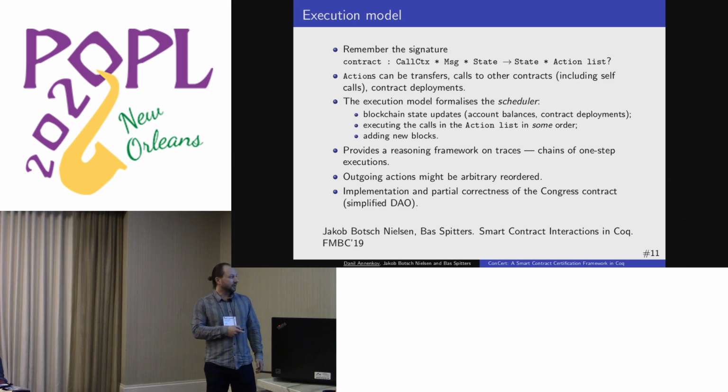And this work contains an implementation and proof of partial correctness of the Congress contract, which is a simplified DAO contract. The DAO contract was the subject of a well-known hacker attack, and the main problem with this contract was reentrancy. And this framework, the execution part, allows us to reason about these reentrancy problems for smart contracts.